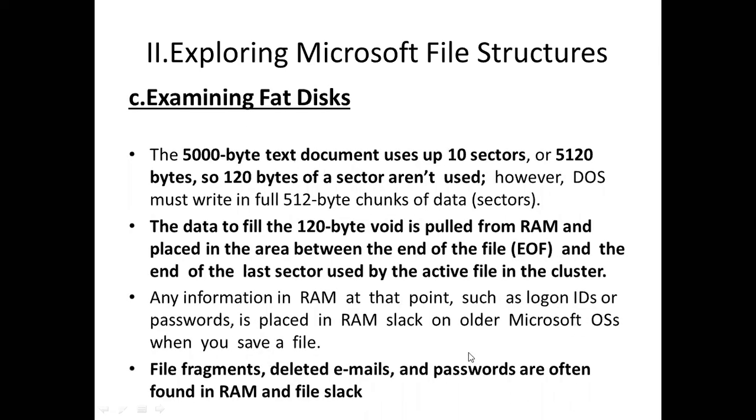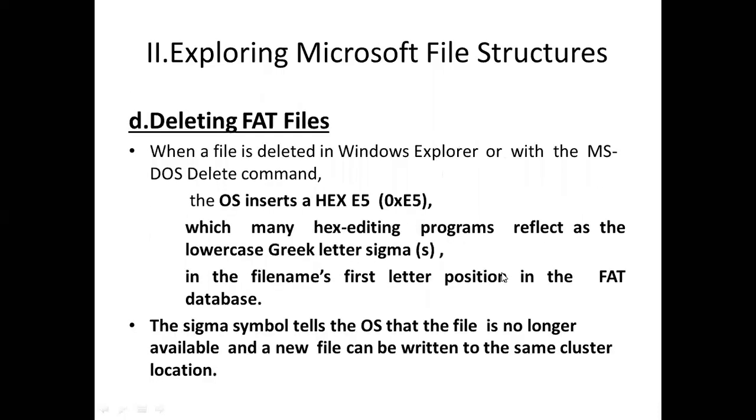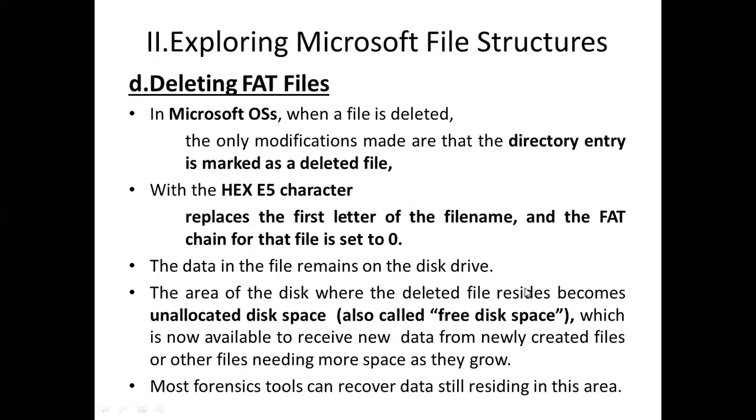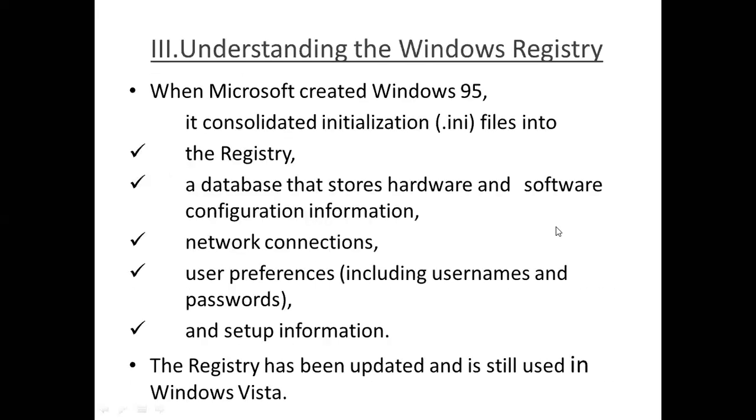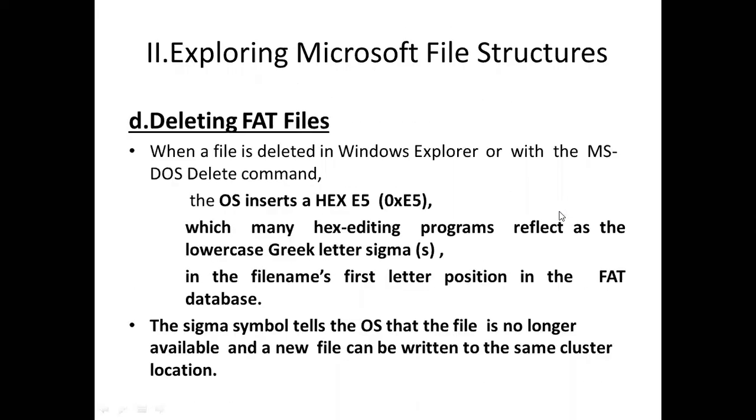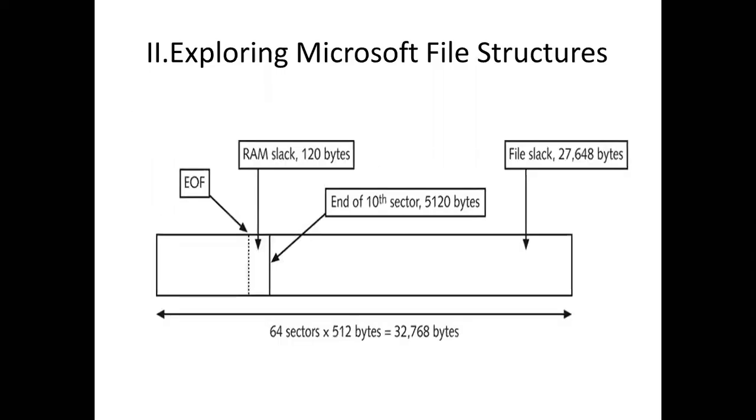So what will be in the RAM slack? Inside the RAM slack, you can keep anything like file fragments, deleted emails, passwords, login IDs, whatever you want, you can save it in the unused space. Yeah, so this is about how you can use the RAM slack while creating a FAT disk.